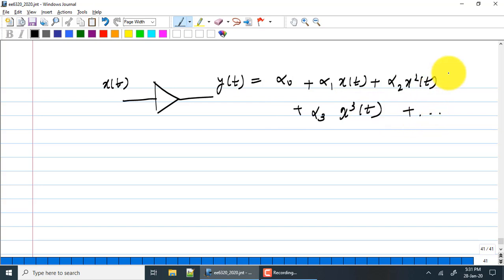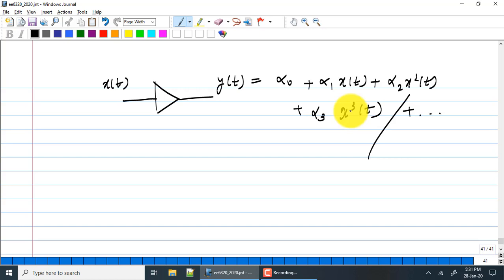If it's a weakly nonlinear system, alpha 2, alpha 3, etc. will be relatively small. And hopefully they will all keep reducing. As you go to higher and higher alphas, the values will keep getting smaller and smaller. For the purposes of this discussion, I will truncate it here to a third order nonlinearity. So I am going to say the system is weakly nonlinear, and I am only going to consider nonlinearities up to the third order.